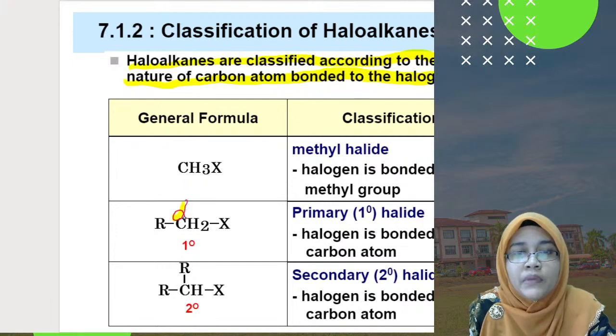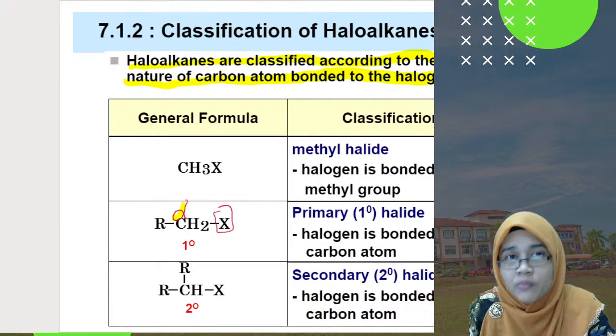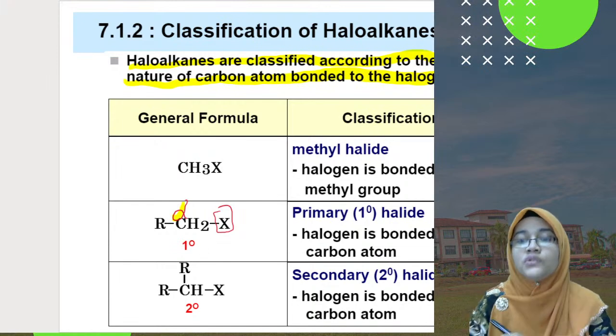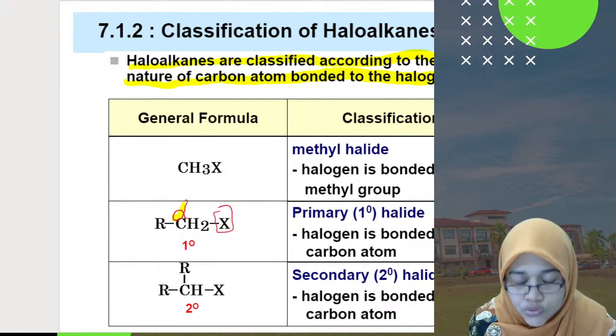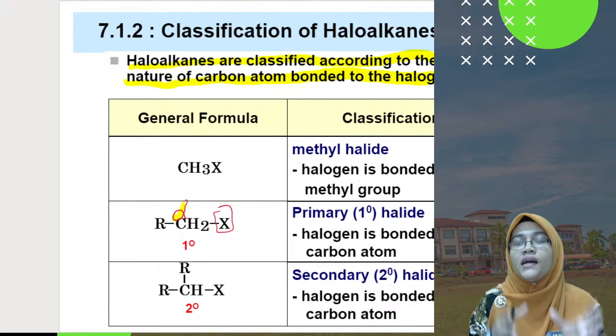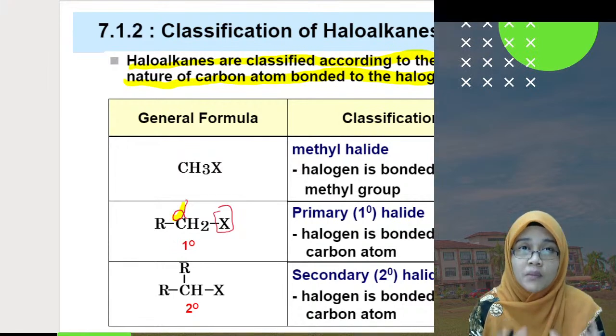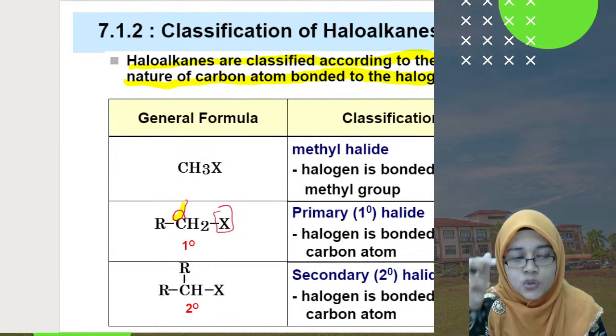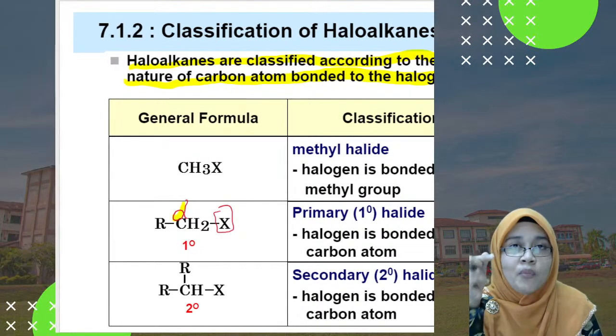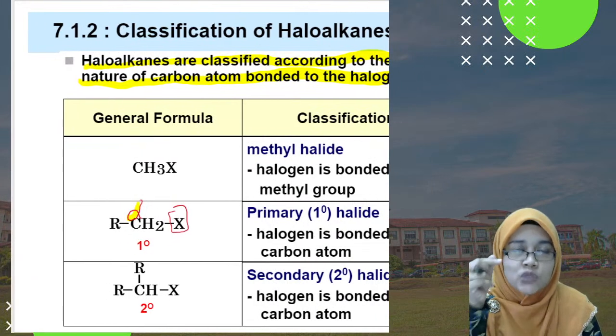What is alpha carbon? Alpha carbon is the carbon that holds the functional group. Alright. So when this halogen is directly bonded to the alpha carbon and this alpha carbon is primary, so automatically this haloalkane is also a primary halide. Alright. So this is important, students, to look at to classify the alpha carbon. To know the class of the alpha carbon, you have to count how many neighboring carbons are bonded to this alpha carbon.